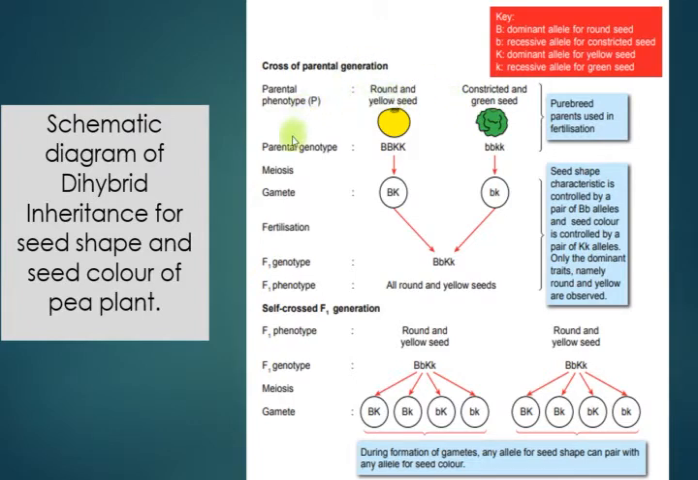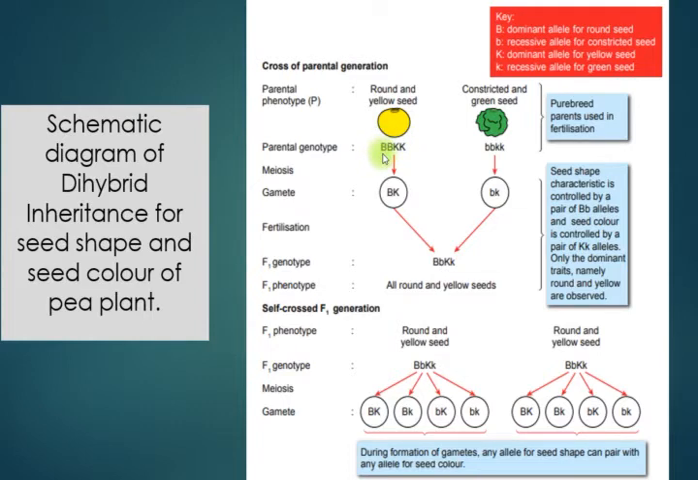Then second, you have to write the parental genotype, the genetic composition of the two purebred parents. The first one here, the genetic composition or genotype of the round and yellow seed, is big B, big B, big K, big K. So they are homozygous dominant alleles.